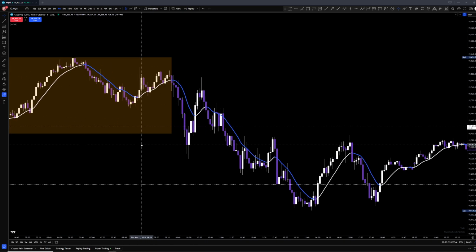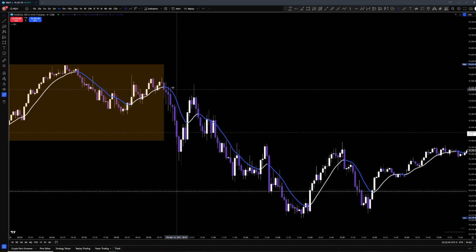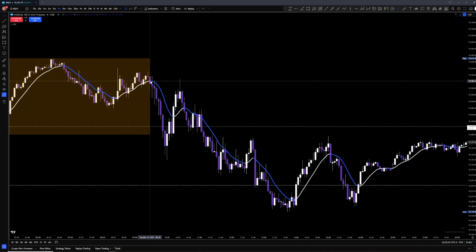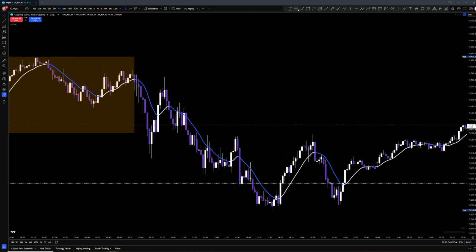Once again, for those who haven't seen previous videos, this orange box simply represents London session on NQ. And I have it there just for reference to see where 9:30 starts. So let's go ahead and start with the first trade right at the open. You had this candle here. This candle was your confirmation, right? This is where it closed.